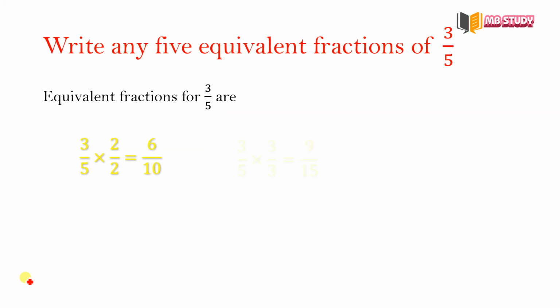So look at the next one. 3 by 5 into 3 by 3. So we get 3 threes are 9, 5 threes are 15.